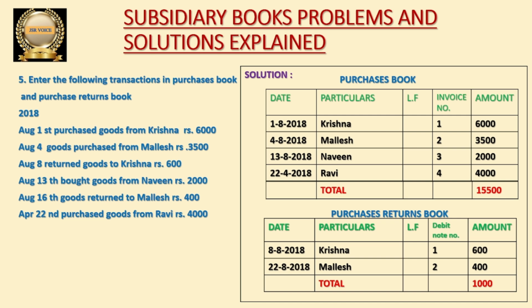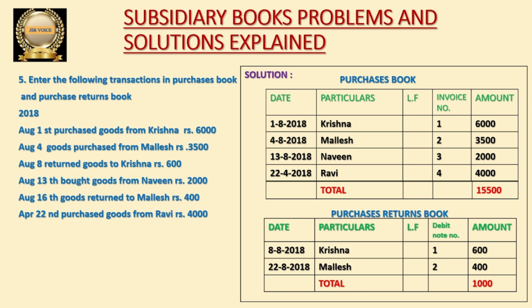See on the right side in purchase book, date column 1-8-2018, in particulars column Krishna name, invoice number 1, amount column 6,000. Okay, let us discuss next transaction.